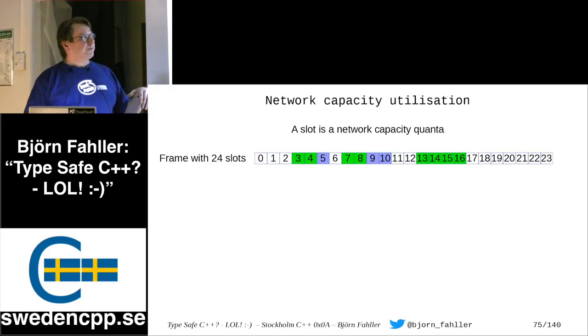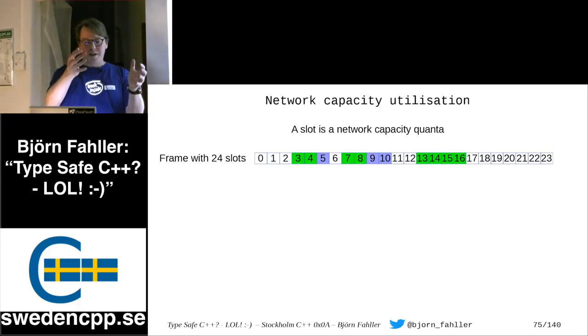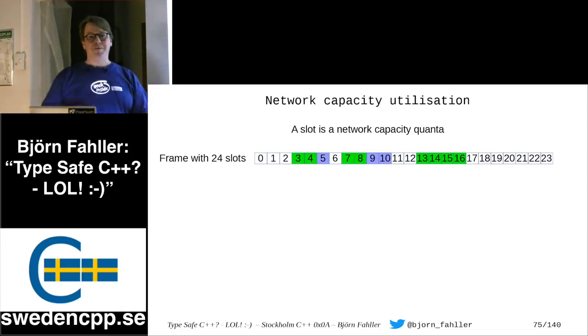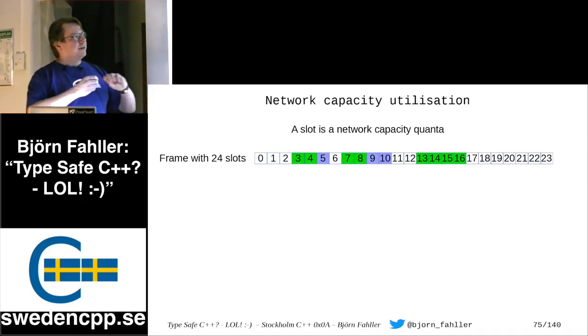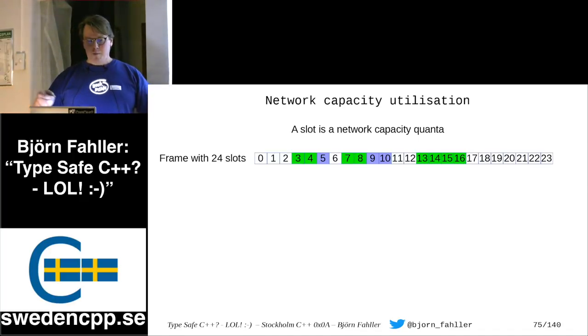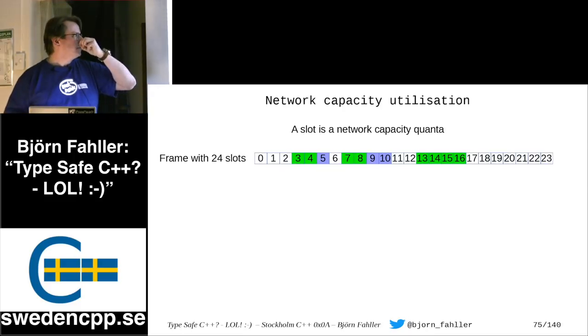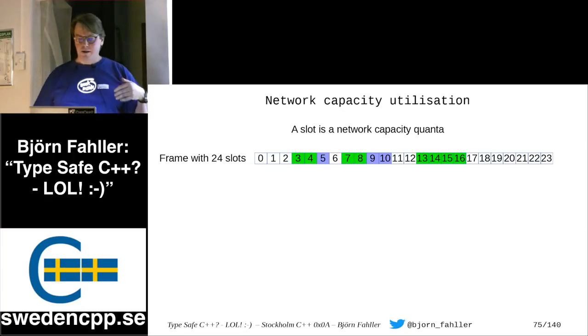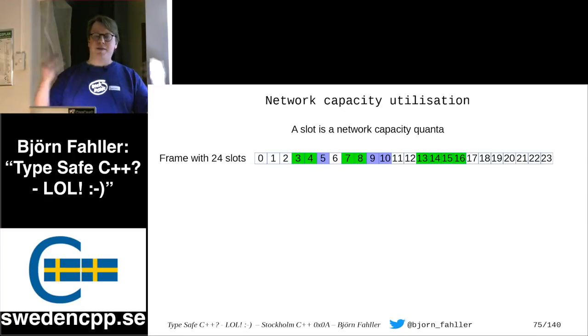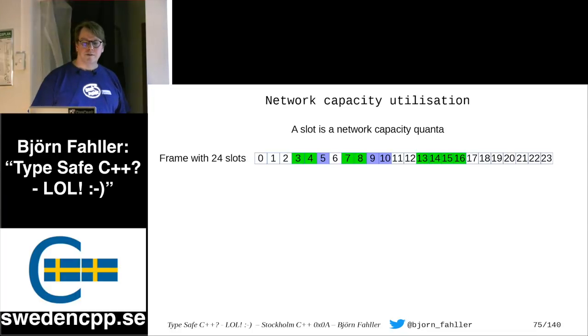We have something we call a slot, which is a quanta of network capacity, never mind what it actually represents, but it's a slot. And we bundle slots together in frames where you have slot numbers. So we have an example here of a frame with 24 slots. In reality, there are thousands of slots in a frame, but the presentation becomes a bit unwieldy if I try to draw that.